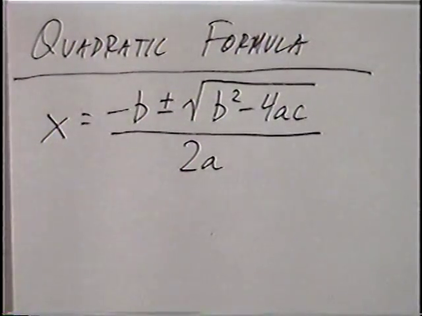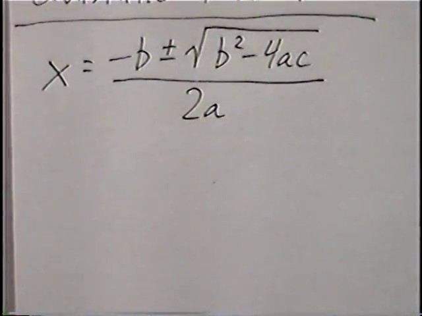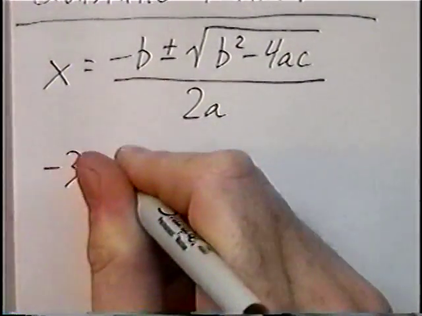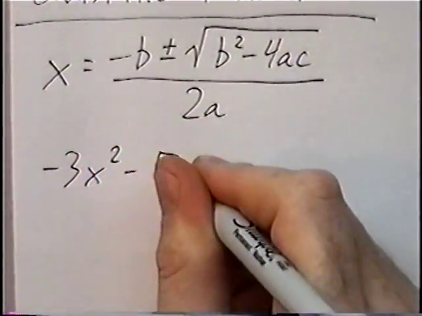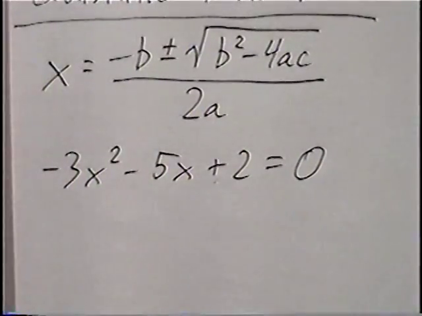to find these solutions for a quadratic equation. First question, and only question for this section. Negative 3x squared minus 5x plus 2 equals 0.